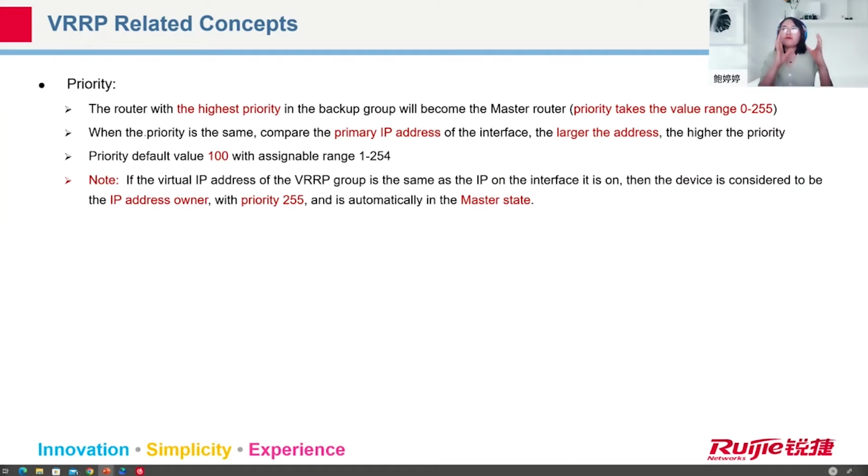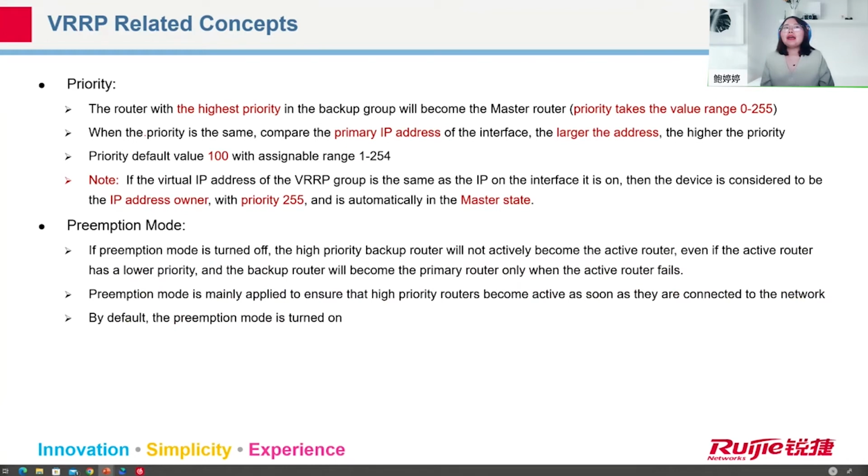IP address owner means the physical IP address of the device and the virtual IP address are the same. So these devices we call the IP address owner. And the priority will be automatically changed to 255, the highest priority. So if this device is working, this device must be the master. Okay, and the default value is 100. The available range is from 1 to 254. 0 means these devices will never be selected to become master or backup.